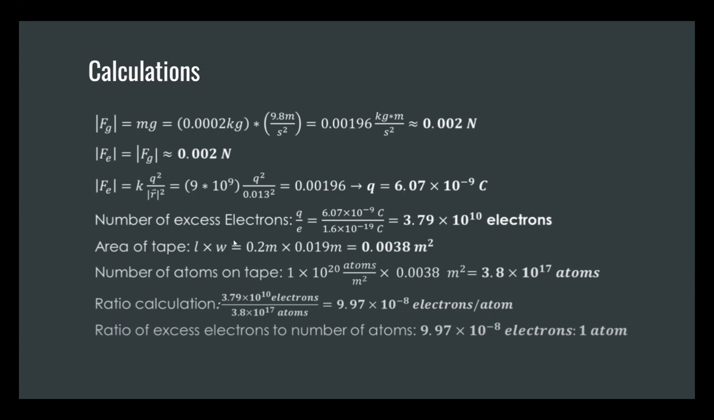To find the area of the tape, we did a little measuring, and it's length times width, and came out to 0.0038 meters squared. And to do the math on the number of atoms, pretty simple. You just take your charge and multiply by the area, and we get that there's 3.8 times 10 to the 17th total atoms on the tape. To calculate the ratio of electrons to atoms, we put the number of electrons over the number of atoms, and we get 9.97 times 10 to the negative 8th electrons per one atom.